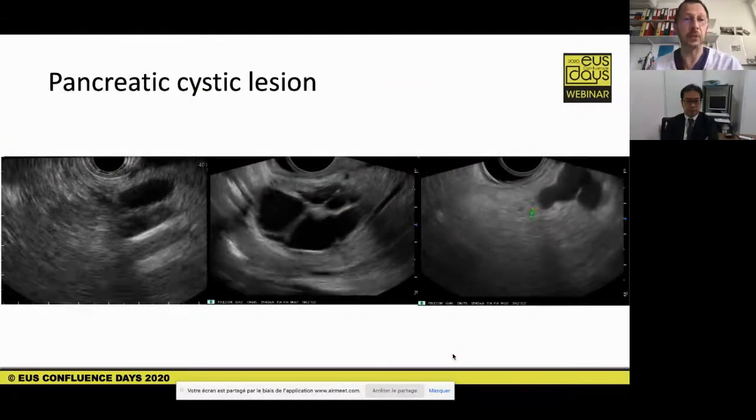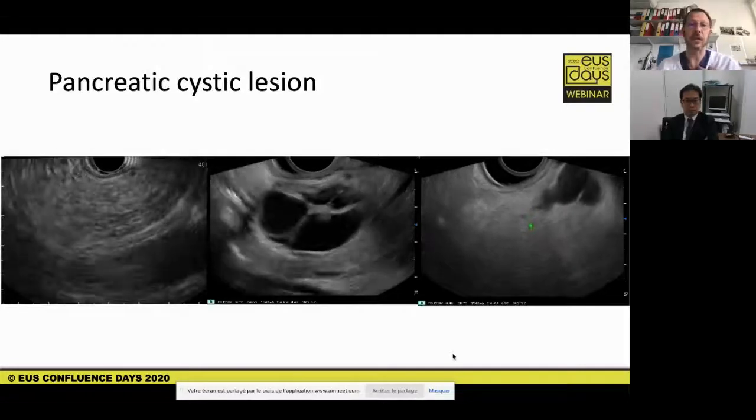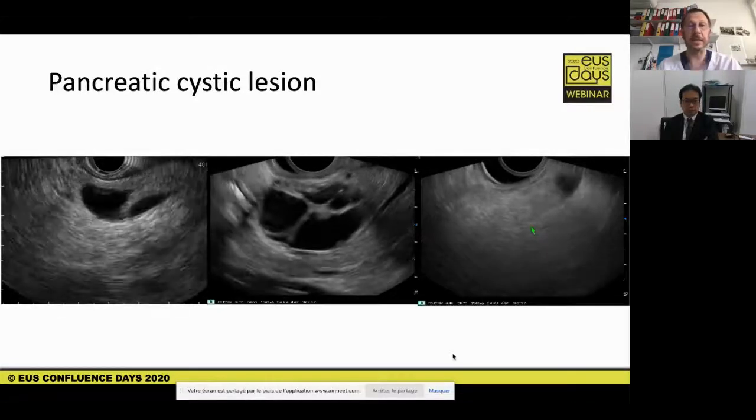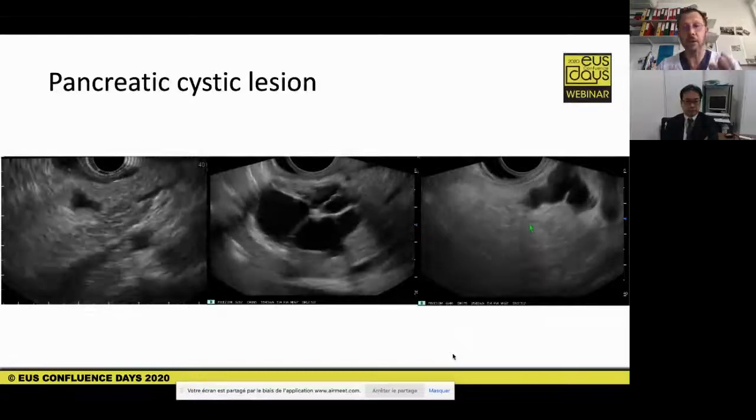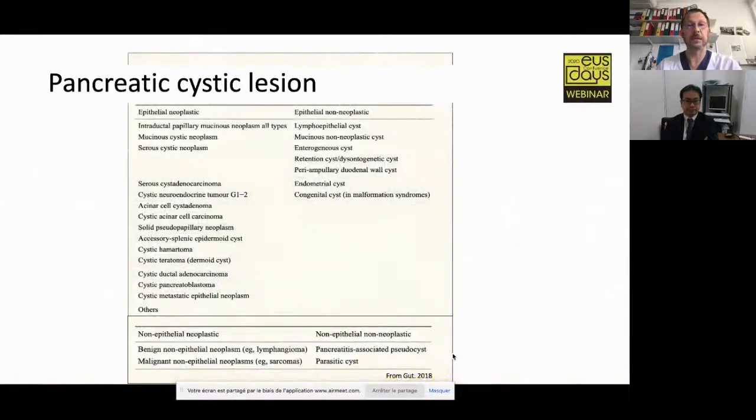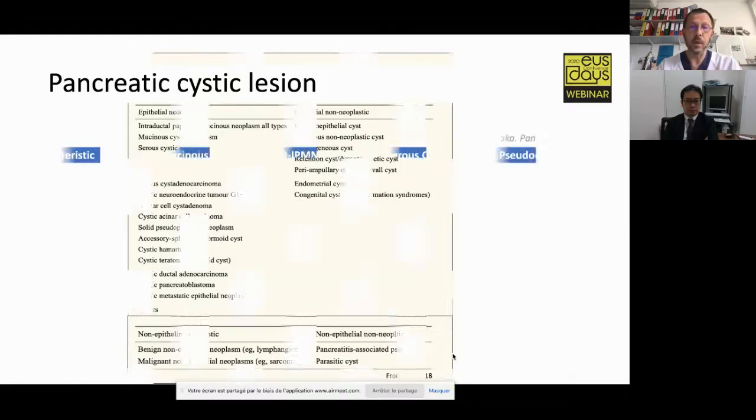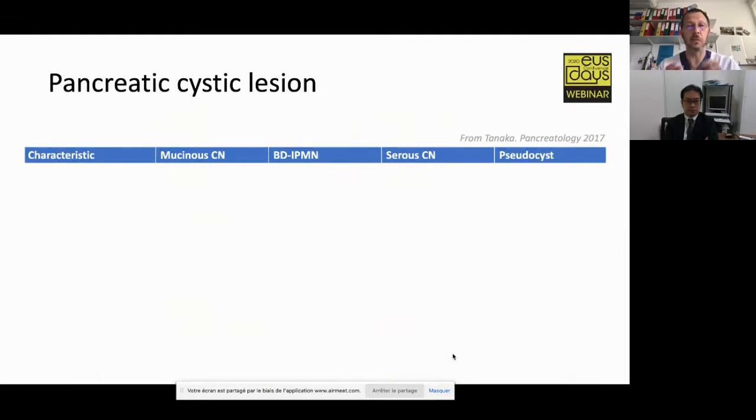The second group of lesions I would like to discuss is the pancreatic cystic lesions. We know that these lesions may appear with a lot of different aspects, and this is also due to the fact that the differential diagnosis behind these cystic lesions is quite enormous. However, we can probably limit it to the main diagnoses: the mucinous lesions, like the mucinous cystadenoma and the IPMN, and on the other hand, the serous adenoma and the pseudocyst.